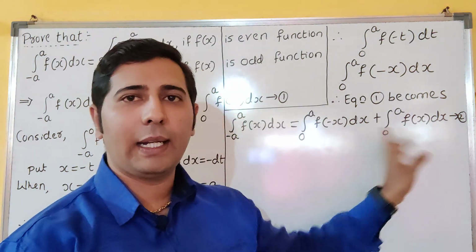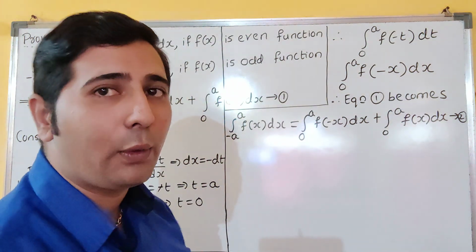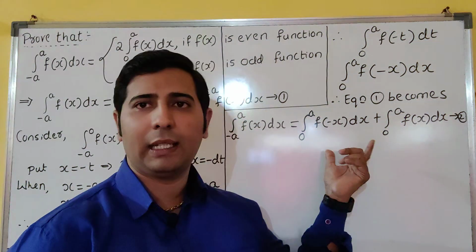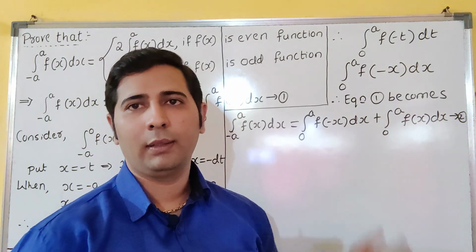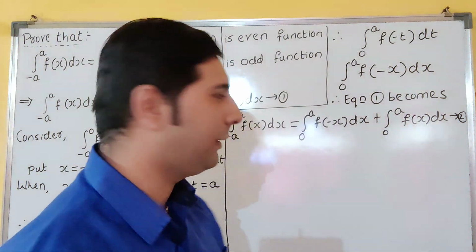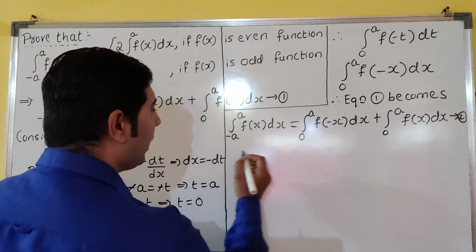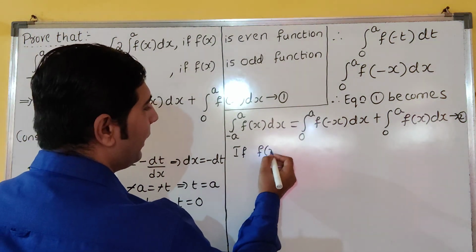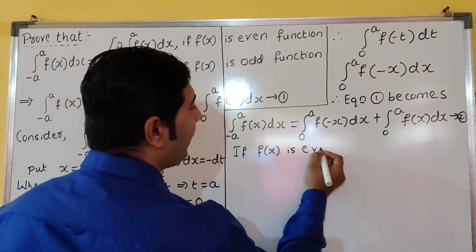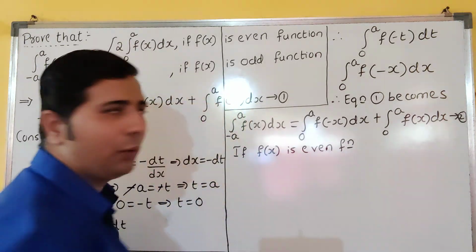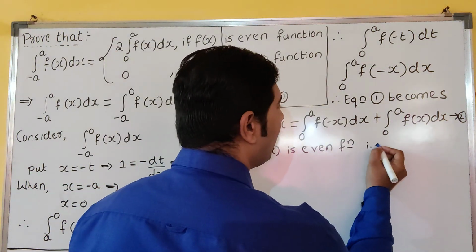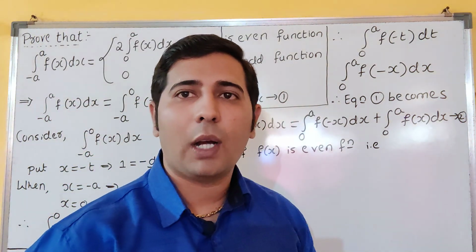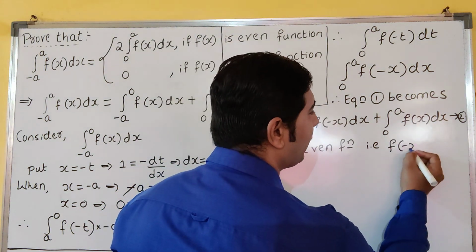Now everyone understood this? So now further what we have to do, you see, this is the main zone. Maximum students will get minus x here only. How will they cancel them? No, that is the wrong method, dear students. Now see here what will happen. Already you know if f of x is an even function, even function means what?